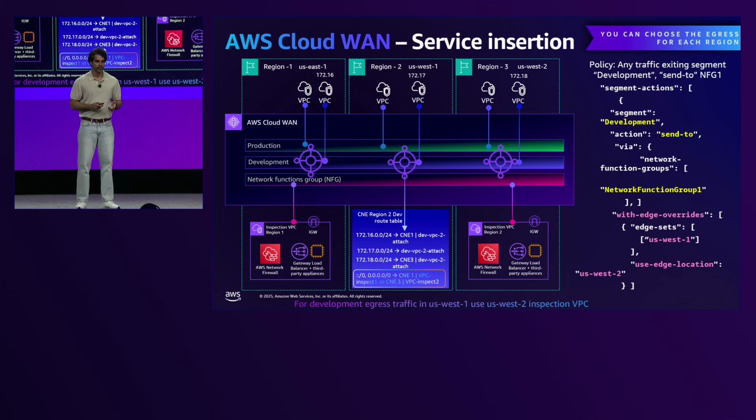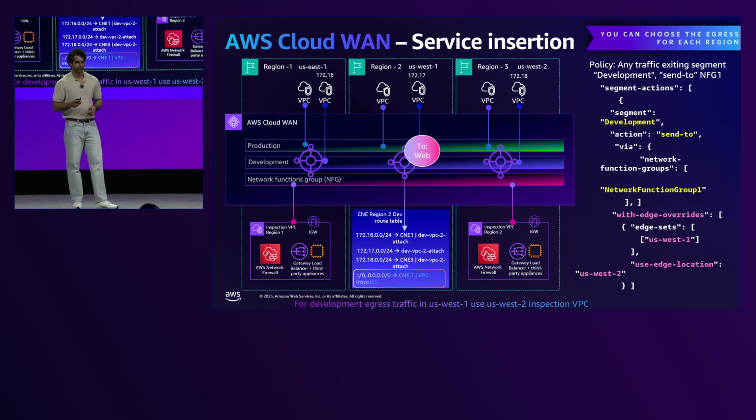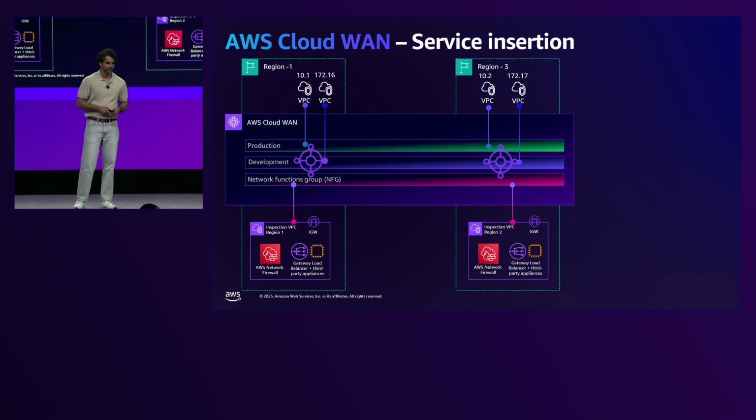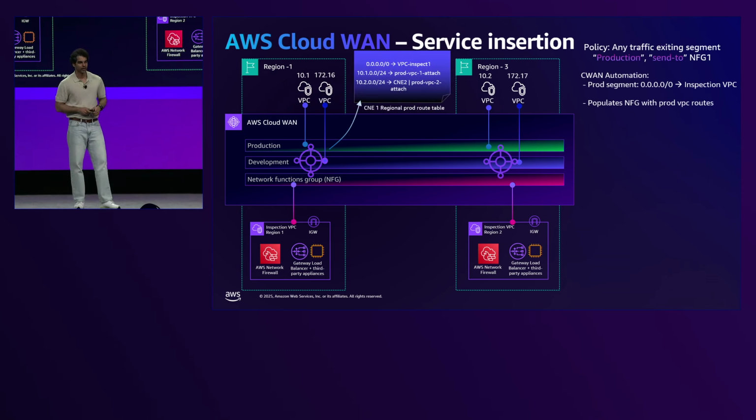Now, if you don't want that, you can add an edge overrides rule, where you can say for US West 1, always use edge location US West 2. Right? So you're deterministically adding in the policy how you want the traffic to be routed. And this is really powerful, because if you were to implement this yourself using static routes, it's very difficult. So here we're writing a policy saying for development egress traffic in US West 1, always use the US West 2 inspection VPC. All right, so you can see something happens there. I have some of the regions misspelled in the slide, but you get the point.